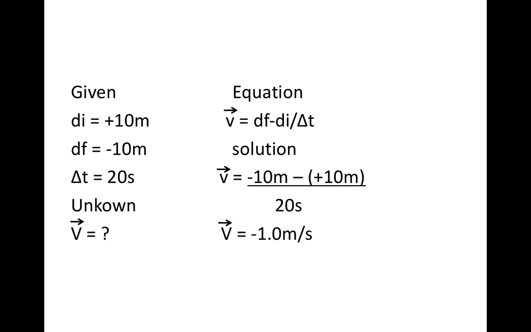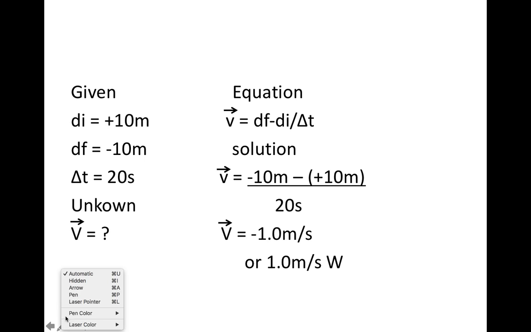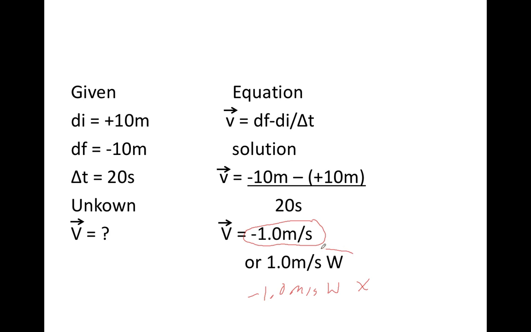And remember to always pay attention to sig figs in your calculations. Or we can write 1 meter per second west. At the end, you can put the direction in. But you don't write negative 1 meter per second west. Some students write it like this, negative 1.0 meters per second west. That would be incorrect. It's one or the other, either like this or like this, not a combination of the two.